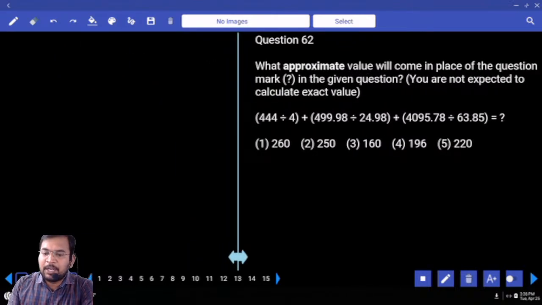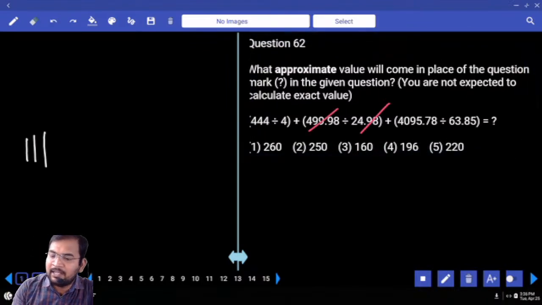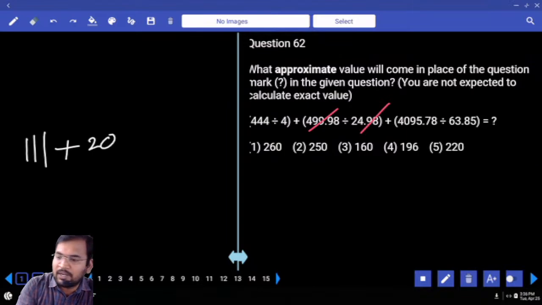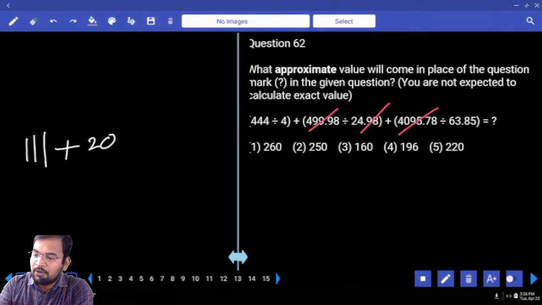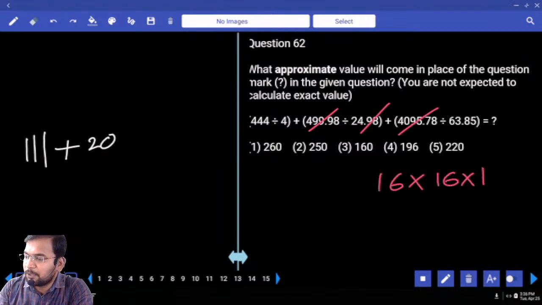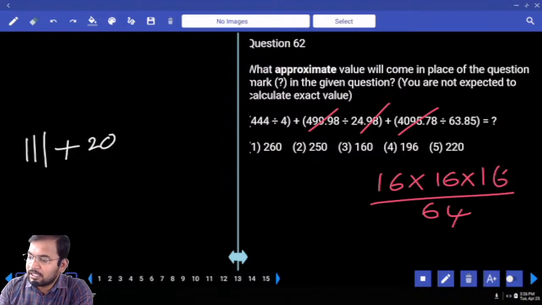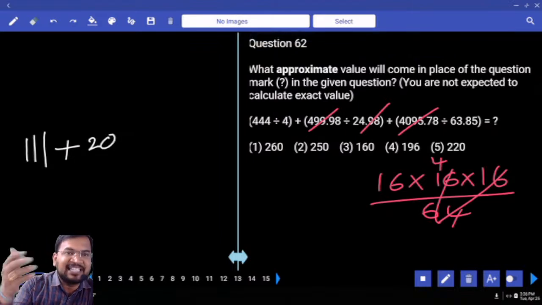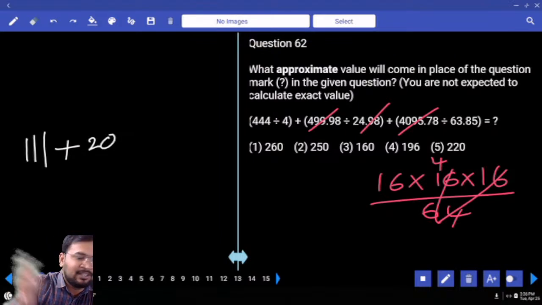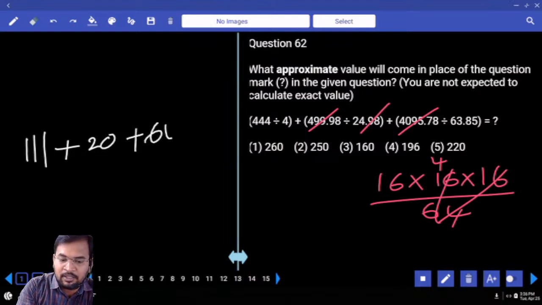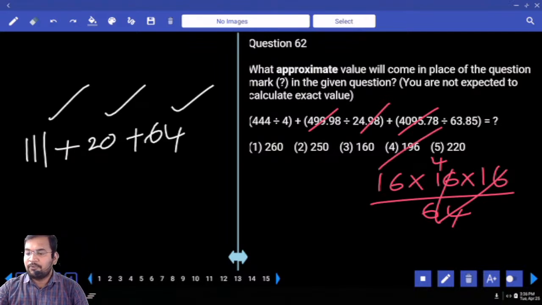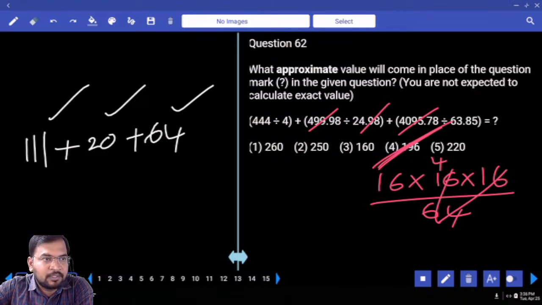See here, all of you. 444 by 4 is 111. Next, this is 25, this is 500, so how many times? 20 times. This is 4096, which is 16 cube, or that is 64 square also. All of you clear? Plus 64. See here, this is 131, 195, approximately 196. Shall I go for the next question?